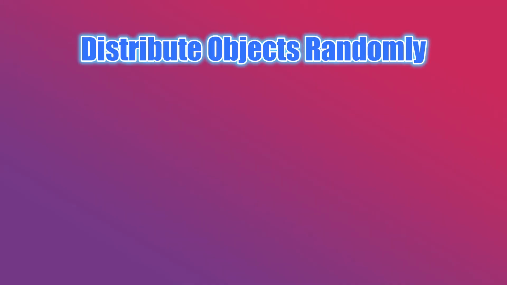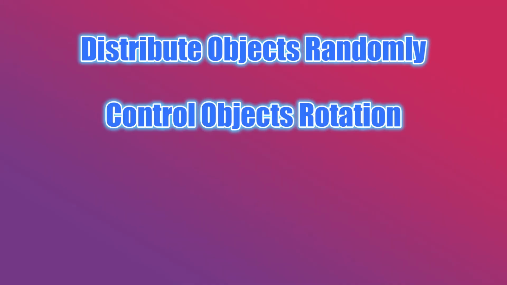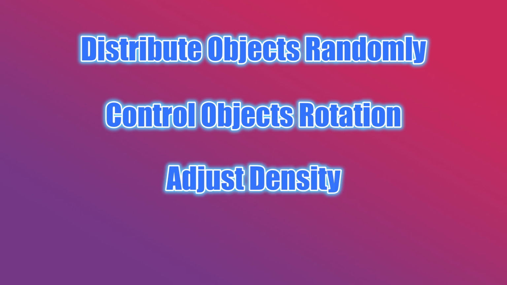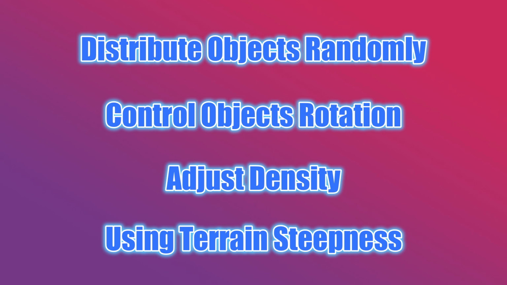You will learn how to randomly distribute objects across a surface, control their rotation so they align naturally, adjust density settings for a balanced scene, and even determine where objects appear based on the steepness of the terrain. Whether you are making an open world game or a detailed level, mastering PCG will save you time and make your environments feel alive.